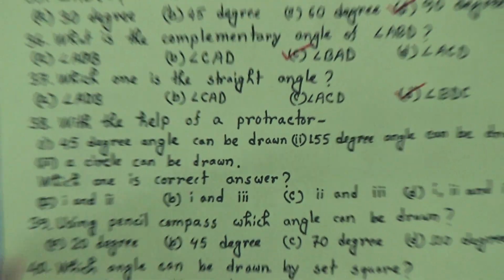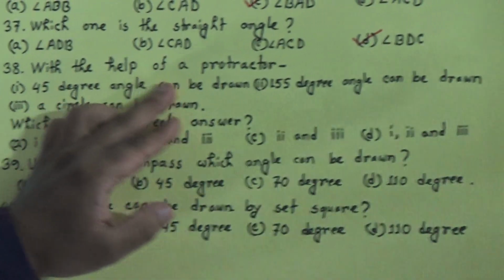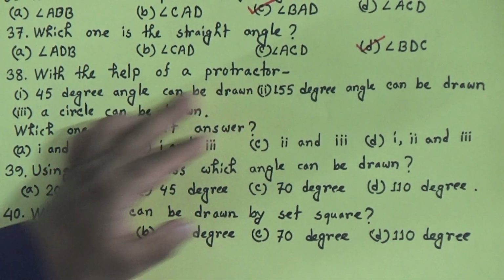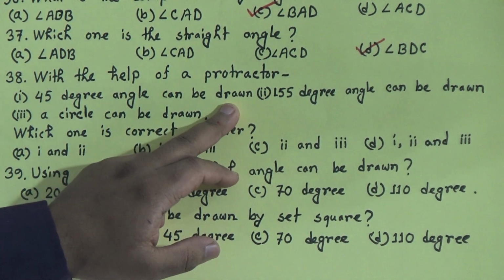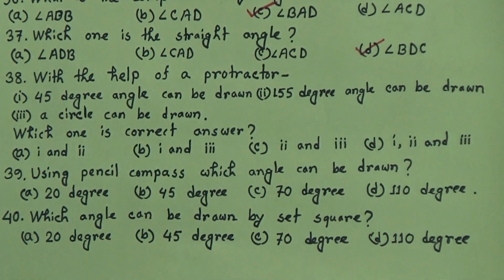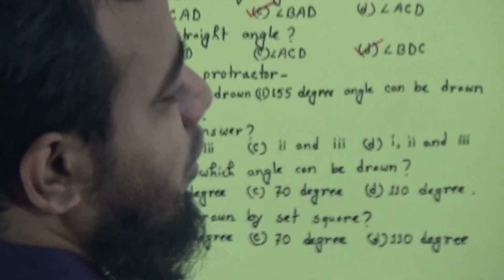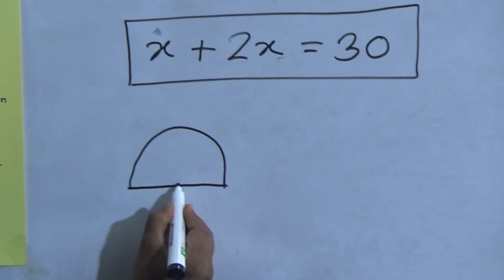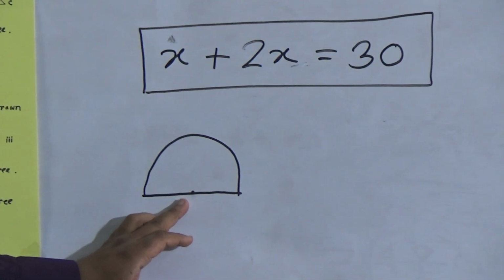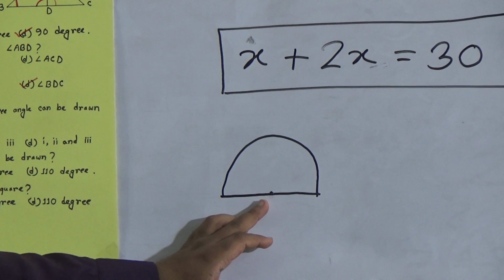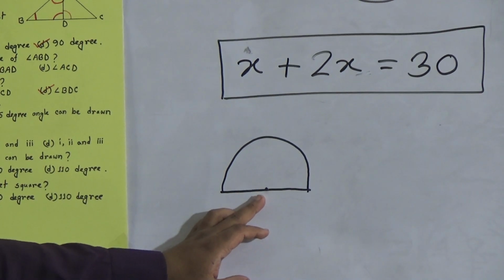Now the 38th question is: with the help of the protractor, activity 1, a 45-degree angle can be drawn. With a protractor, you can draw a 45-degree angle. This is our protractor, you know. And with the help of a protractor, we can draw an angle up to 180 degrees.